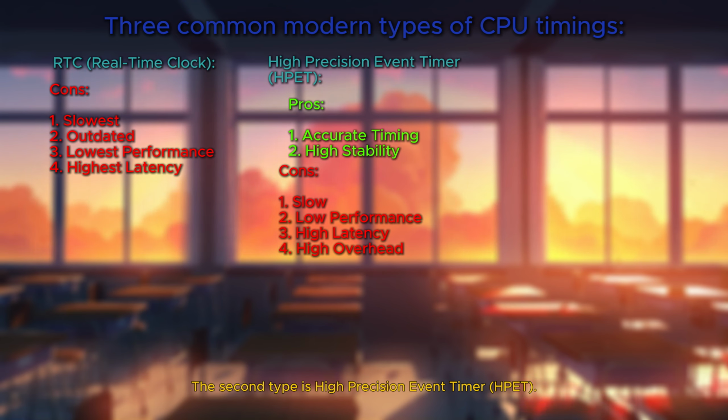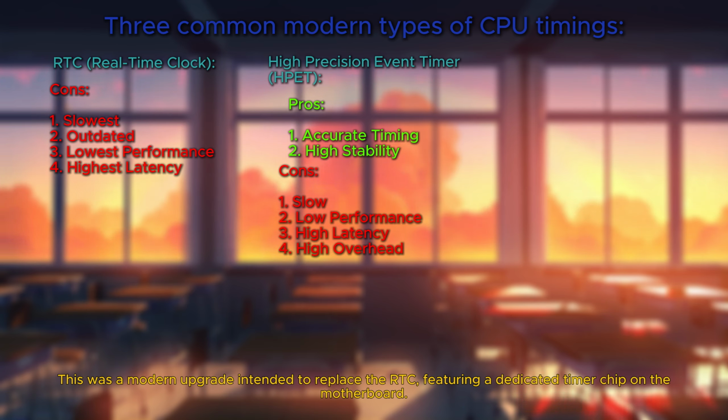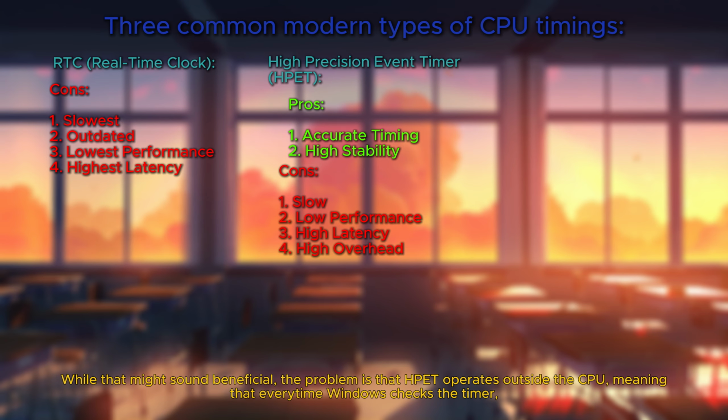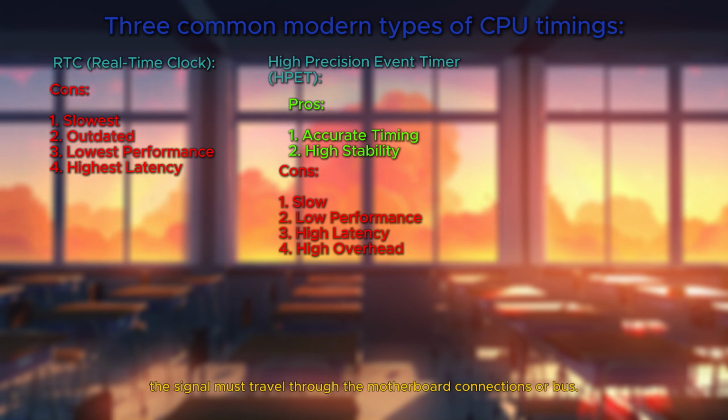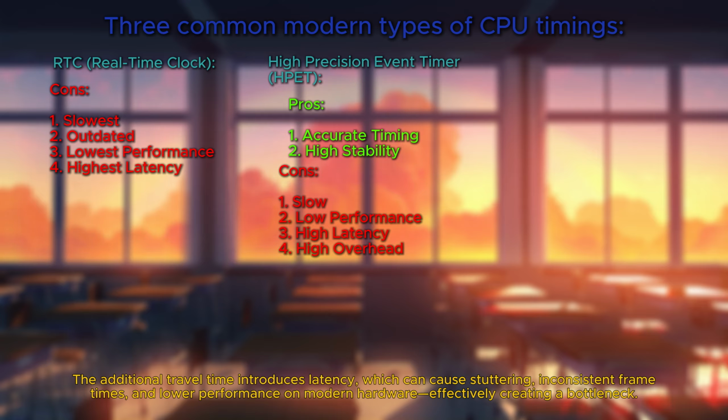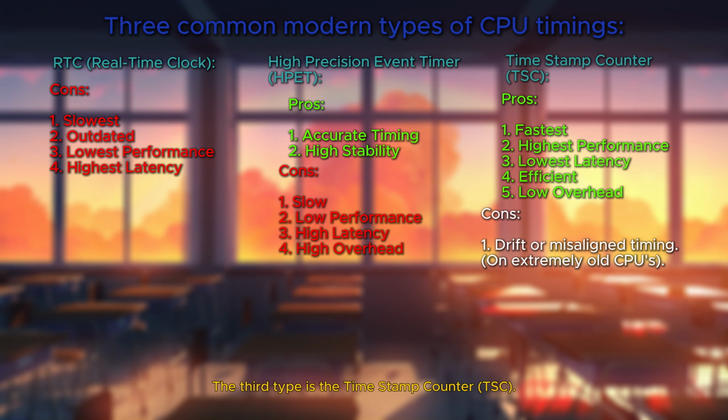The second type is the high-precision event timer, HPET. This was a modern upgrade intended to replace the RTC, featuring a dedicated timer chip on the motherboard. While that might sound beneficial, the problem is that HPET operates outside the CPU, meaning that every time Windows checks the timer, the signal must travel through the motherboard connections or bus. This additional travel time introduces latency, which can cause stuttering, inconsistent frame times, and lower performance on modern hardware, effectively creating a bottleneck.